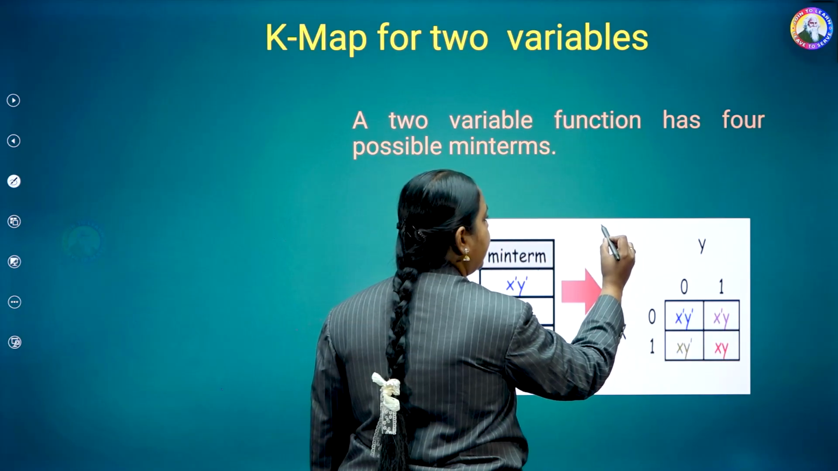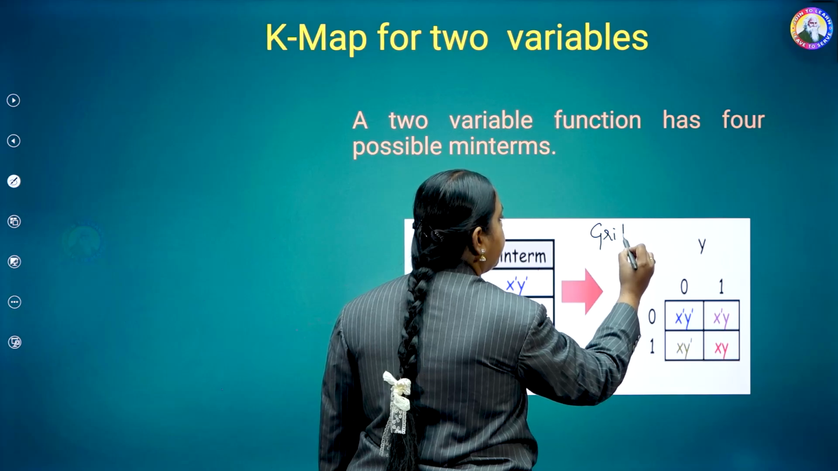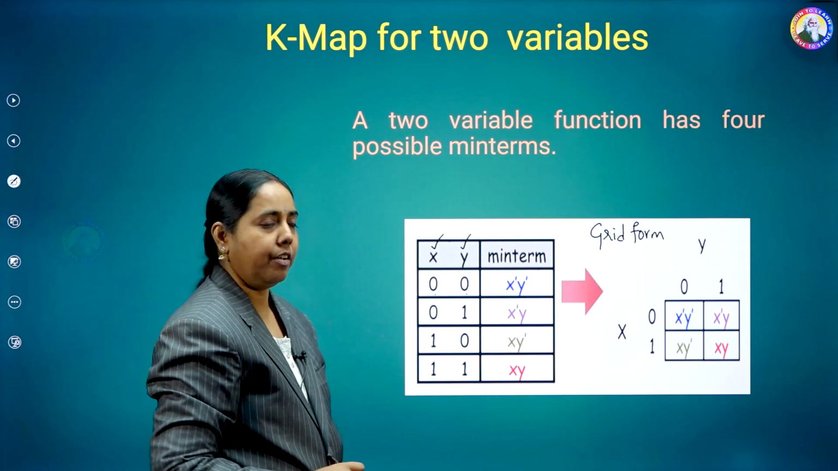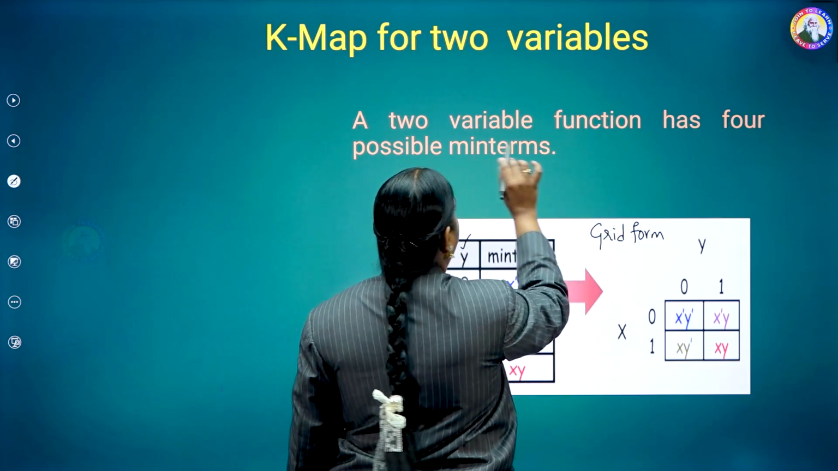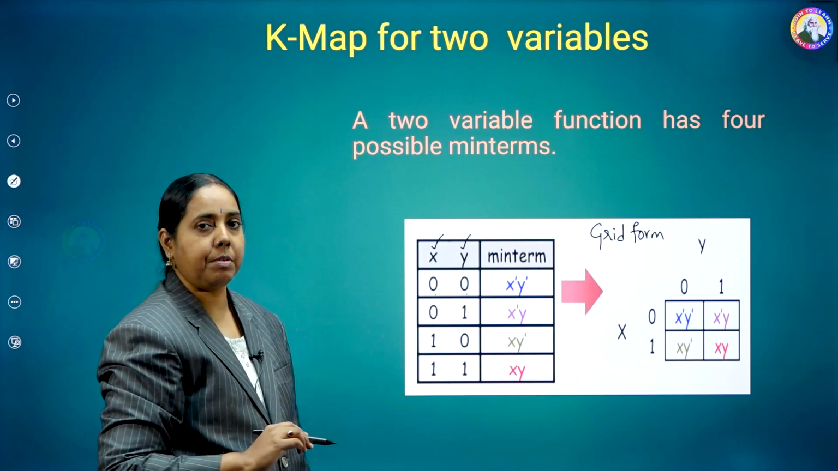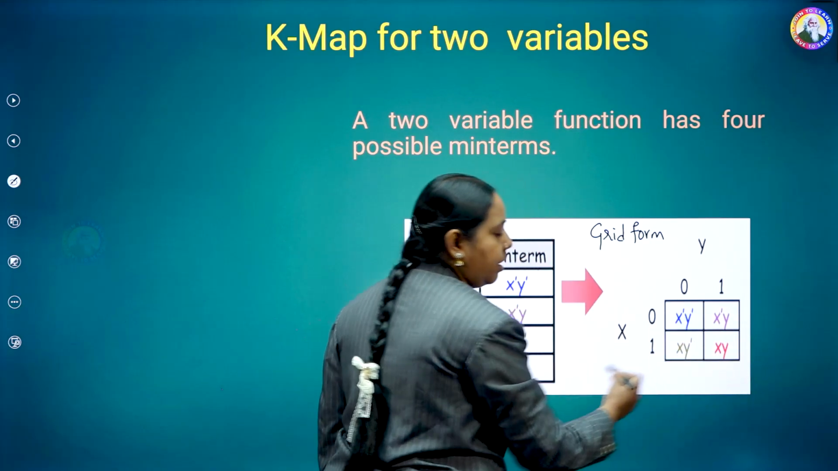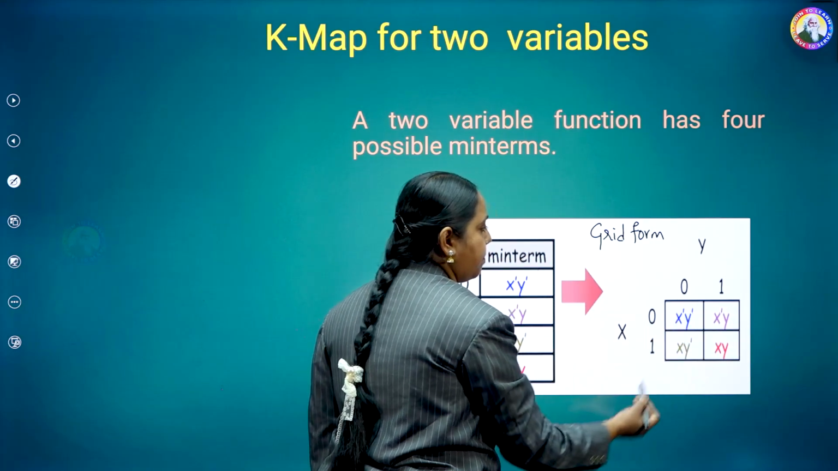It is in the form of grid form. K-map can be represented in the form of grid form. This is called a grid form. So here I have told you a two variable K-map, a two variable function has 4 possible minterms. So in this way we need to represent the map in the grid form.